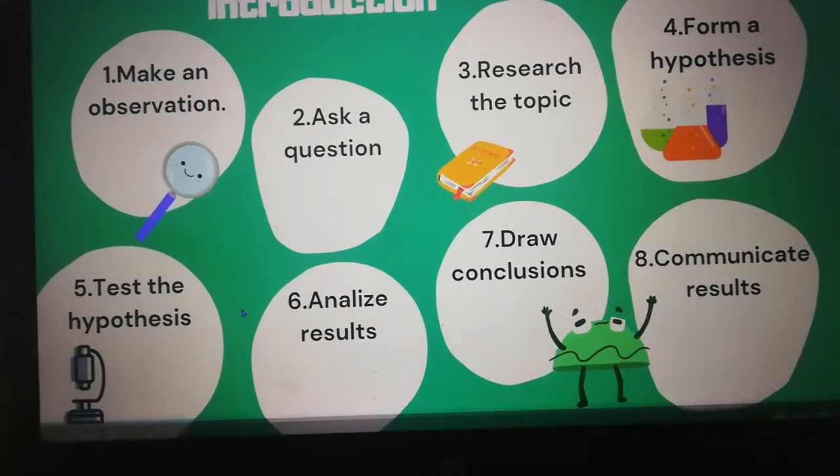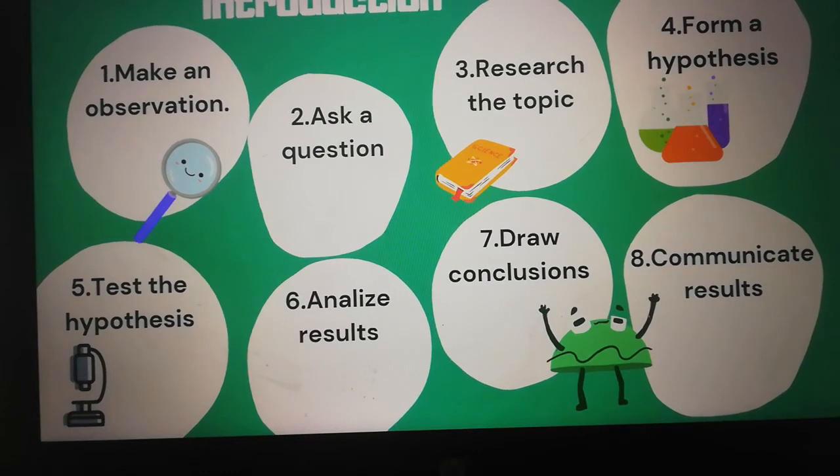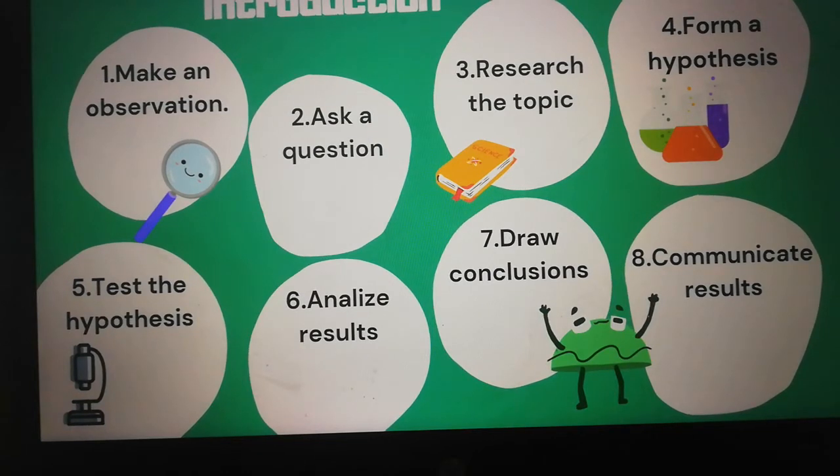First of all, we have the introduction. The first step is to make an observation. We will explain them later. The second step is to ask a question about the observation. Then research the topic, research all the information, and form a hypothesis. Then test the hypothesis in an experiment. Analyze the results, draw conclusions, and then communicate results to all the people.